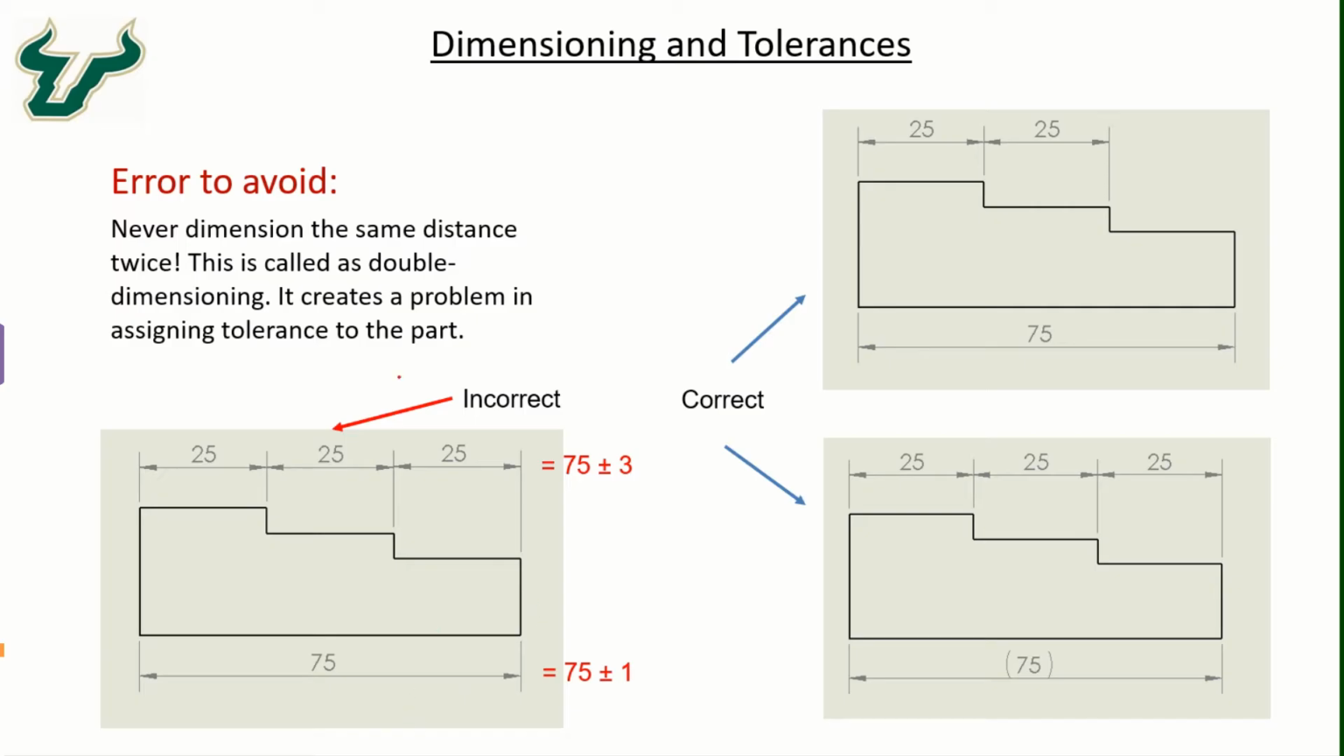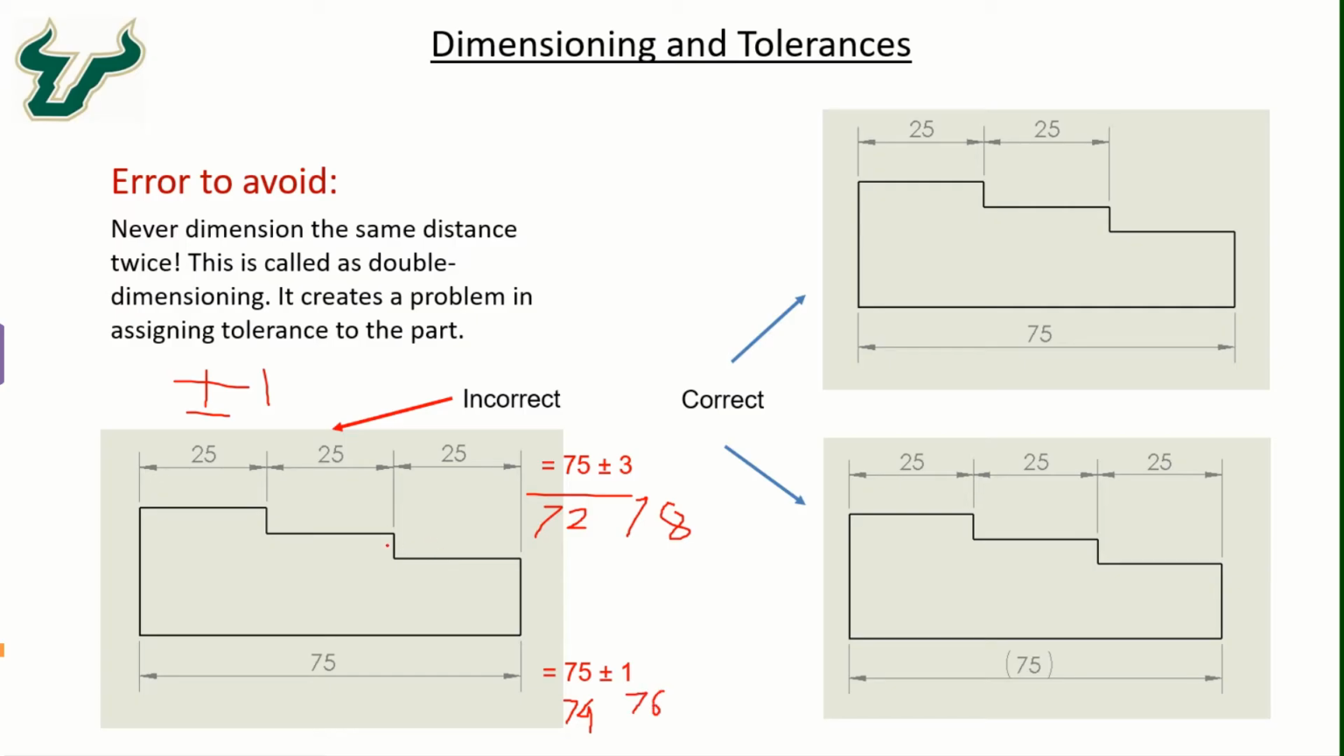Because if we assign the tolerance, let's say plus minus 1, on all the numbers, then on the top we see the resulting dimension would be 75 plus minus 3, so it could be from 72 to 78. And on the lower side we can see that only one number is there, so plus minus 1 will make it 74 to 76.